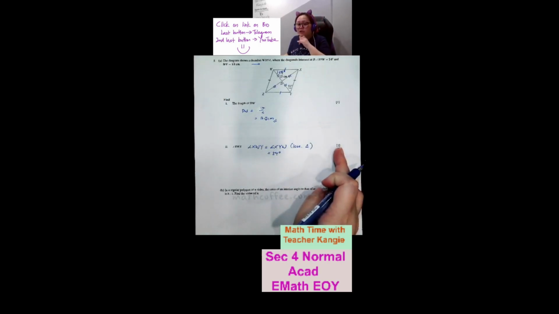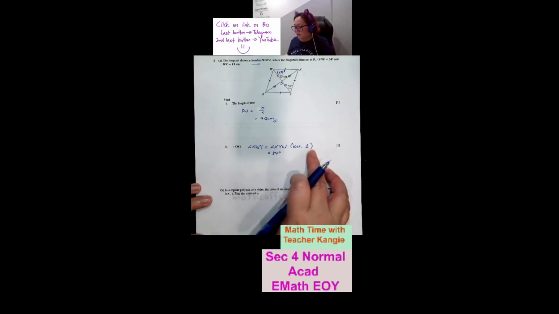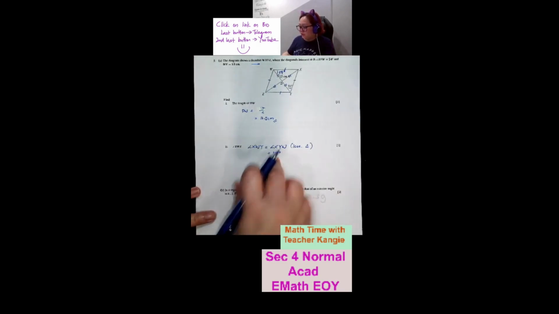This one mark, actually you don't need to write the reason. It's just that I put it here so that you all know that when you all do angles, especially when they say state the reason, then you got to state. Okay, so this is 54.